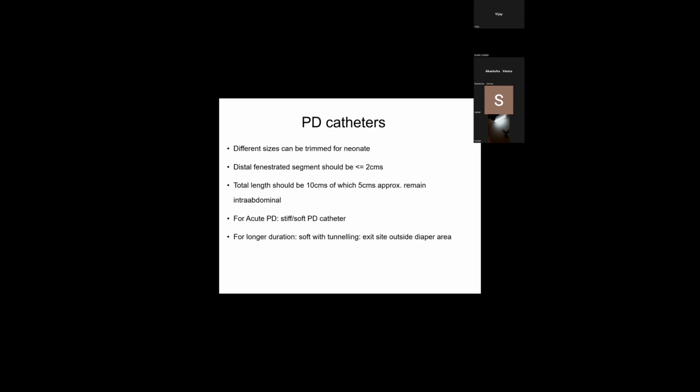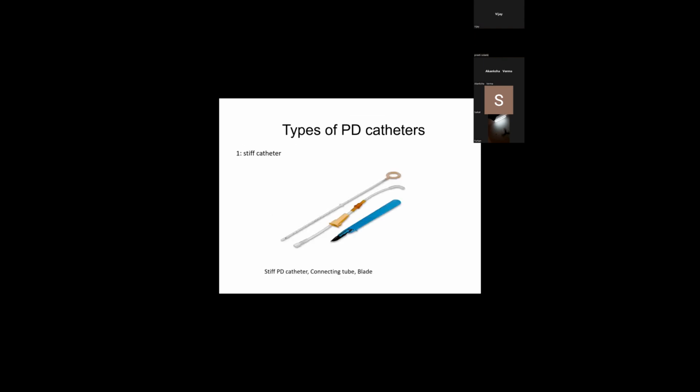For acute peritoneal dialysis, we can use a stiff or soft PD catheter. But if stiff catheters are used beyond 48 to 72 hours, there are chances of peritonitis. So for longer duration, we have to use a soft PD catheter with tunneling, that is the Tenckhoff catheter. And the exit site for this should be outside the diaper area to prevent soiling and thus decrease infection.